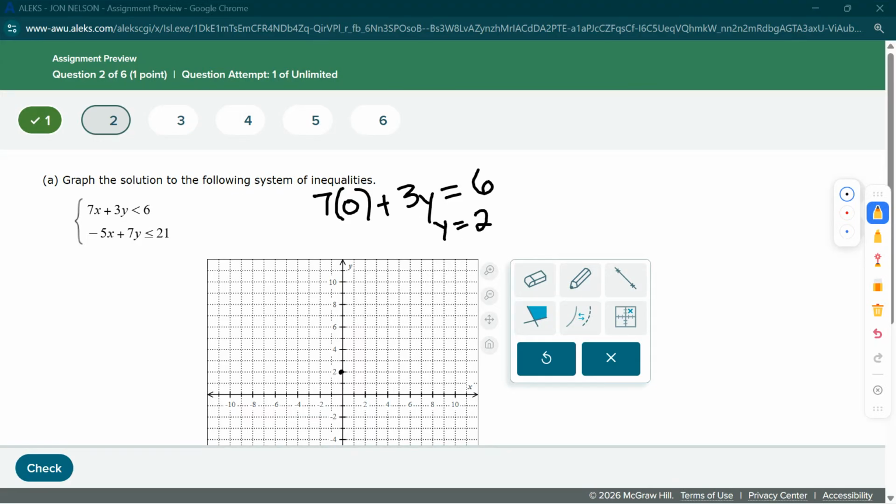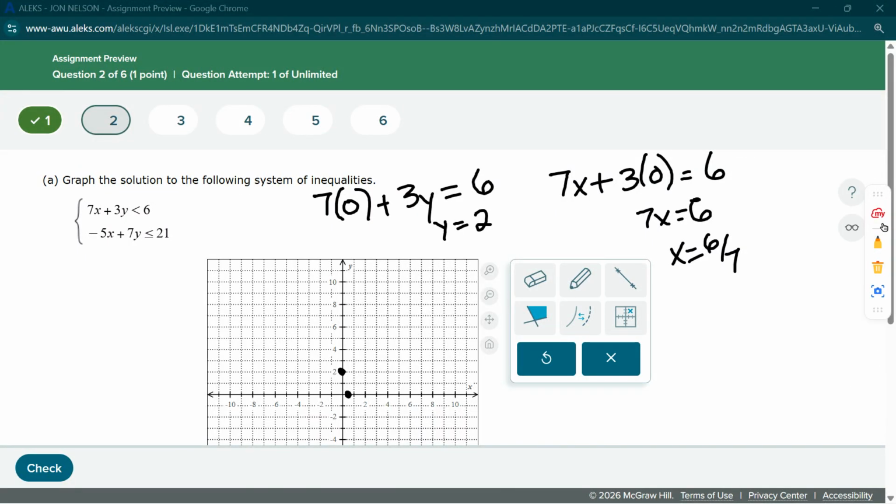So I come up here to 2, I'm going to put a dot right there. Now I'm going to put a 0 in for the y, and I see the issue here. So I get 7x plus 3 times 0 is equal to 6, and then I get 7x equals 6, and then I get x equals 6/7. Uh-oh. How am I going to put 6/7 in here? My dot's going to be like right there somewhere, right? I don't know. Let's try. Let's see what happens here.